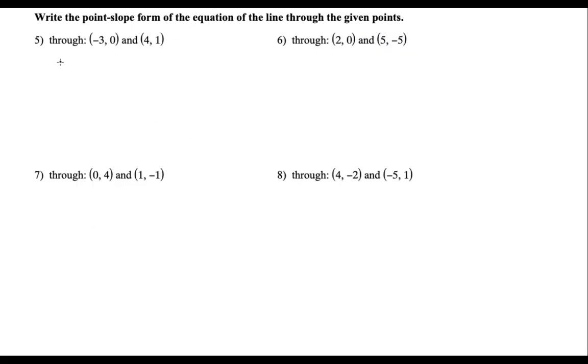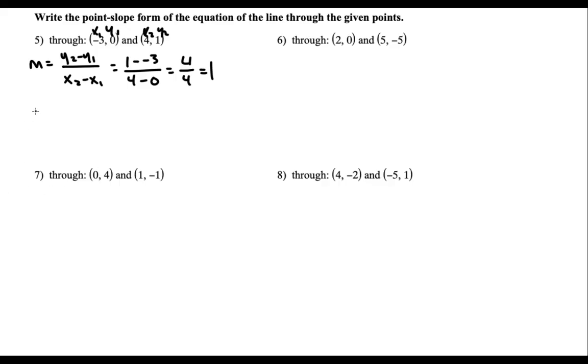Okay, so we're going to go through these problems. Problem number 5. The first thing we have to do is come up with a slope. And the slope is equal to y2 minus y1 over x2 minus x1. So that's going to equal, if I call this x2, y2 and x1, y1, this is going to equal 1 minus -3 over 4 minus 0, which is going to be equal to 4 over 4, which equals 1. So we know our slope is 1.